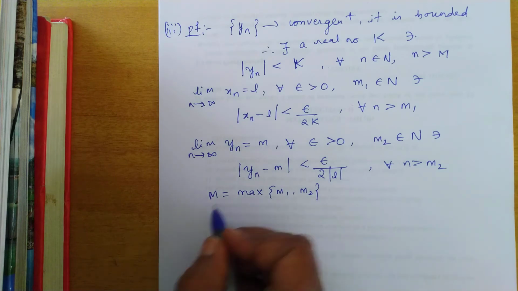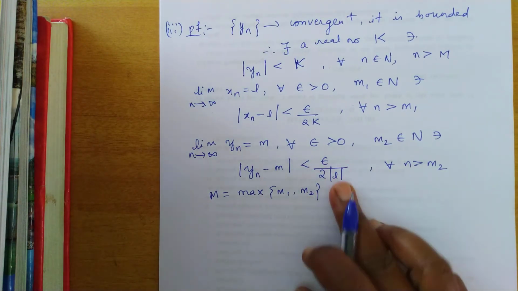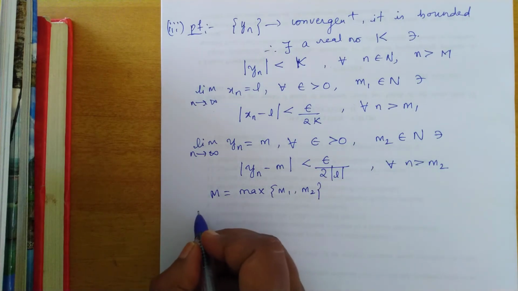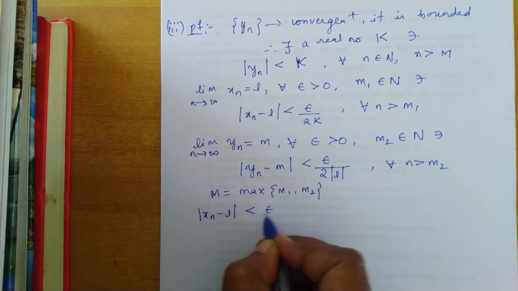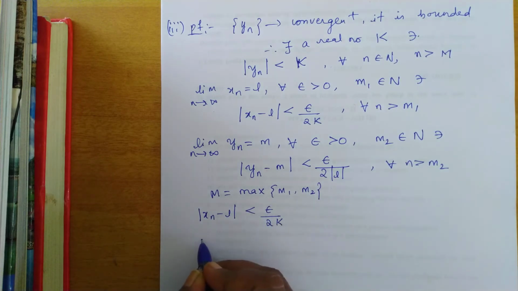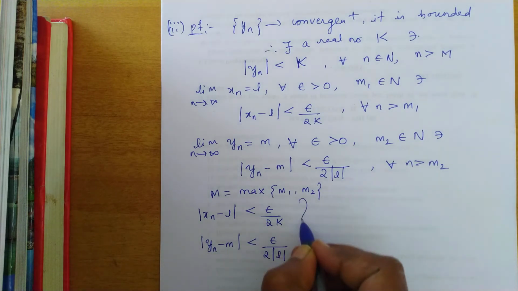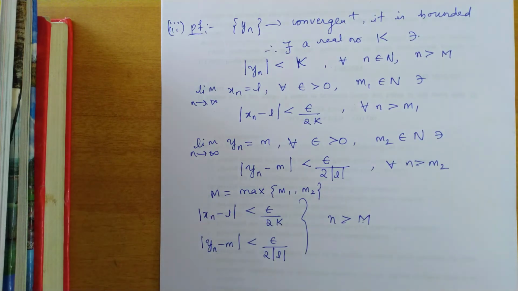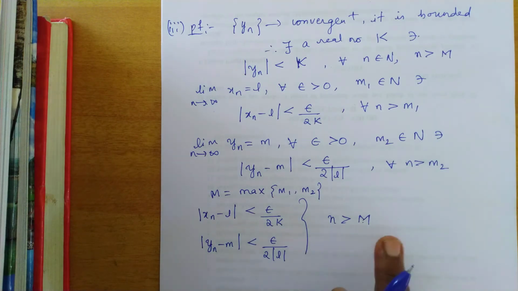So now we have chosen epsilon by 2K and epsilon by 2 modulus of L. Let's see how to combine this. Modulus of xn minus L is less than epsilon by 2K, and we know modulus of yn minus m is less than epsilon by 2 into modulus of L. This is for all n greater than M. Since we have considered M as the maximum of m1 and m2, I am able to write this.